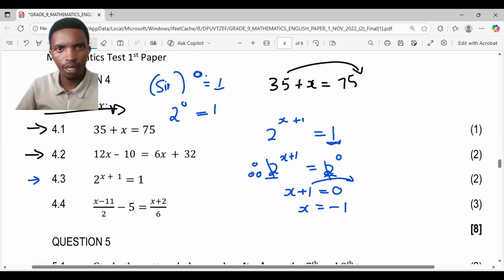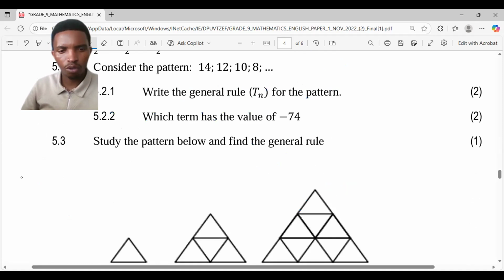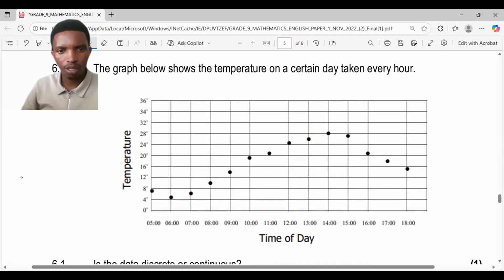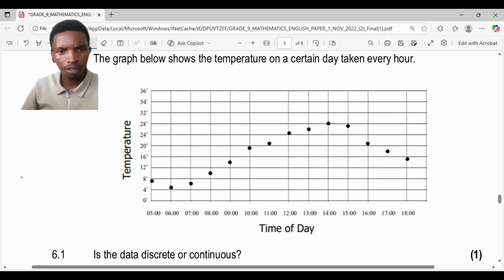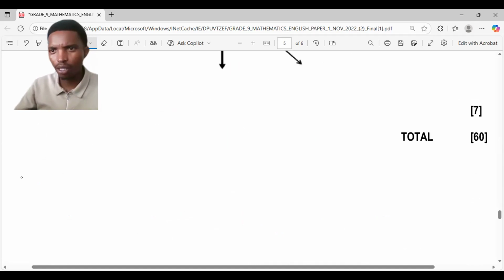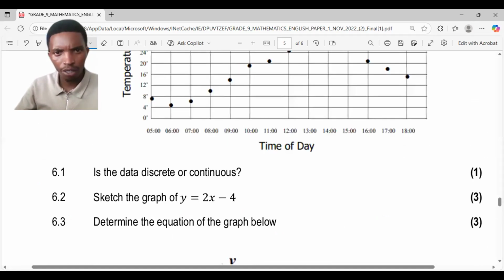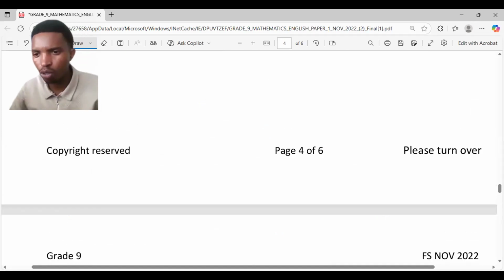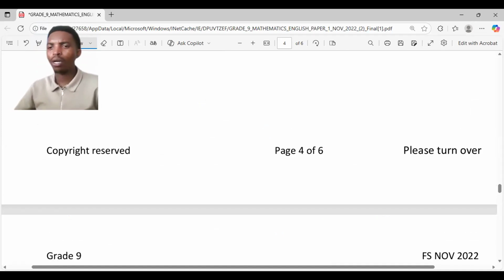Okay, let's take a break from here because we are running out of time. When we come back, we'll start from 4.4, and then we'll do question 5, it's new patterns, and then question 6, which is graphs and functions, and then that will be that. So let us commence with our session at 4:15, and then we'll be done at the latest by 4:30.